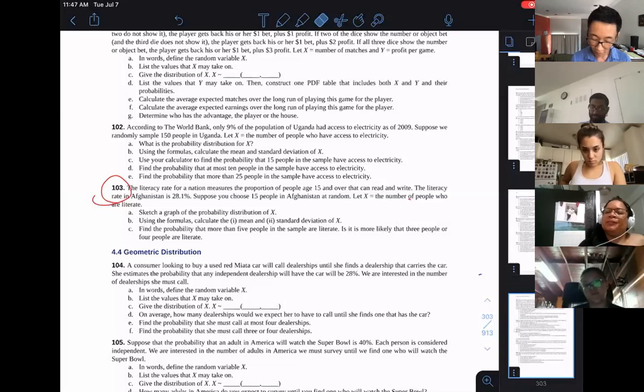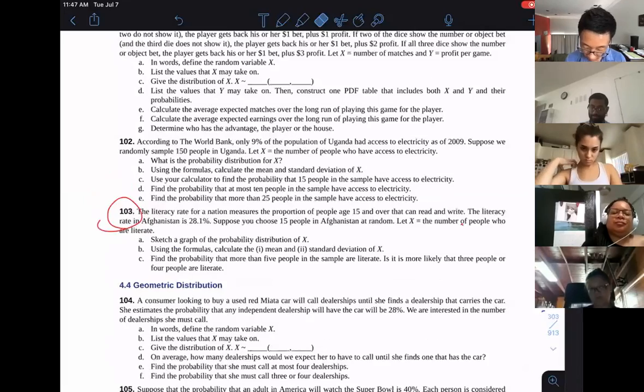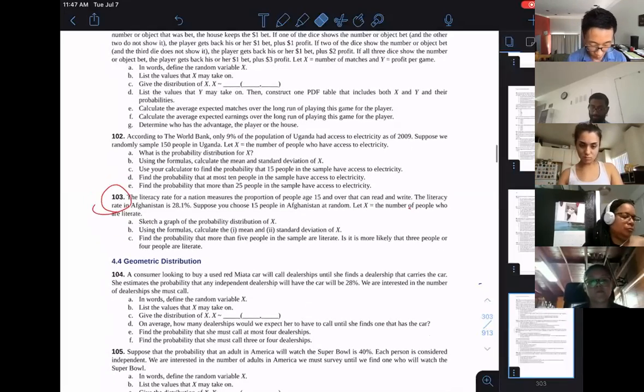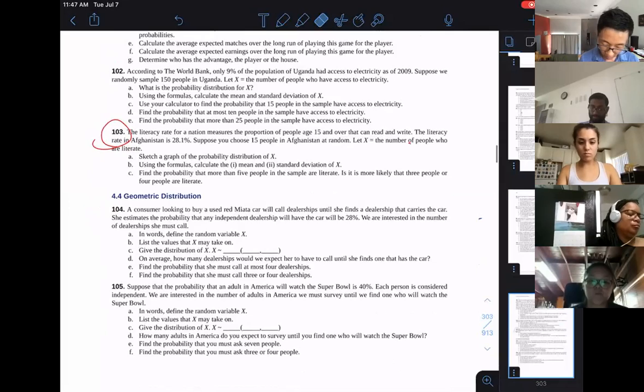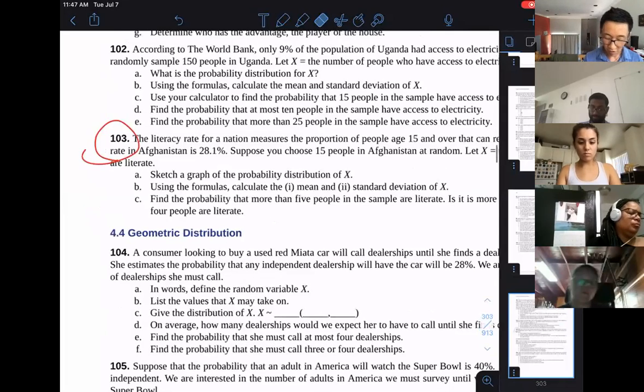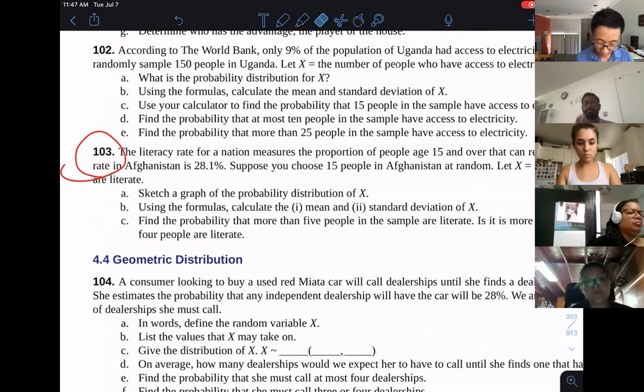Okay, so this is from the book. This is section 4, Chapter 4 homework question. So let's look at number 103, right?